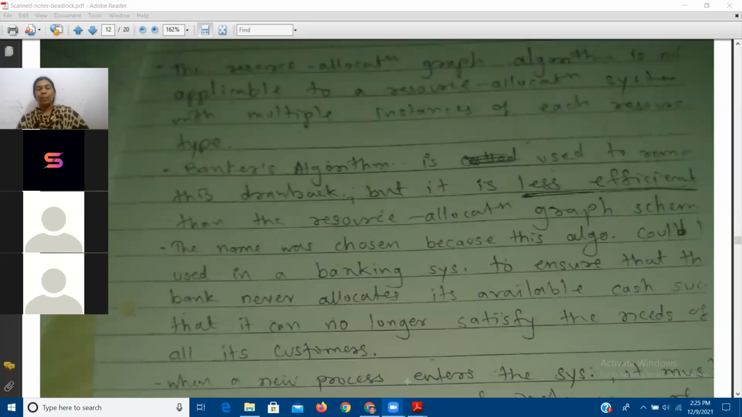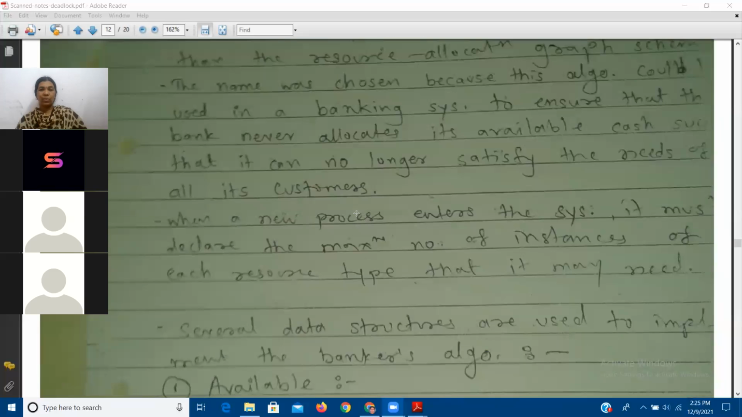So it keeps some part as a reserve, so that it will be used to satisfy a few more customers, or the customers who are coming daily. So the bank is not giving all the money to only one customer. It keeps some money as available money which will be used in future. In the same fashion, that's why the name of the algorithm is banker's algorithm. We'll see how the banker's algorithm works here.